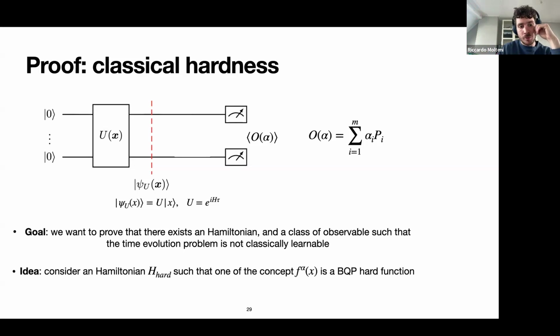The idea of the proof is to consider a Hamiltonian H such that one of the concepts is a BQP-complete function. Why? Because I told you again that we believe that BQP is outside HeurP/poly. So if one of the concepts is BQP-complete, it means that there is one distribution such that that concept cannot be learned by a classical algorithm, even in the presence of data. And how can we do that? Well, we know that time evolution is BQP-complete. We know that we can encode whatever quantum computation as a time evolution.